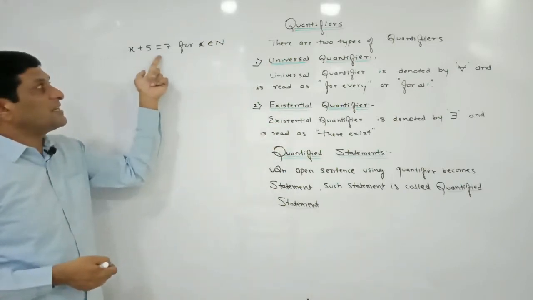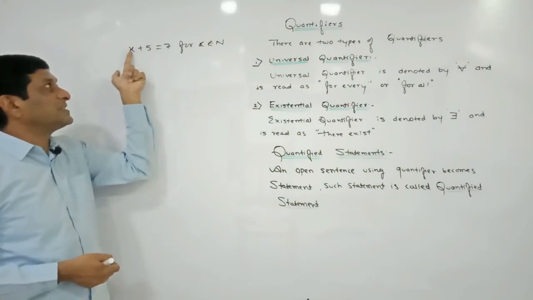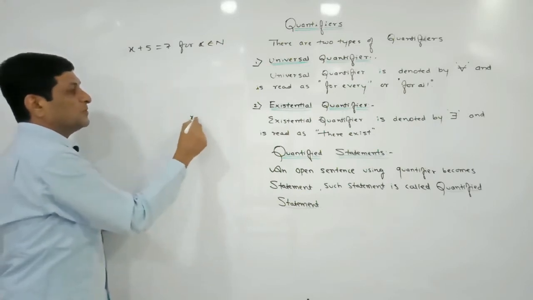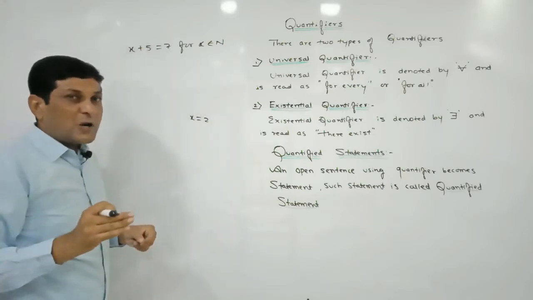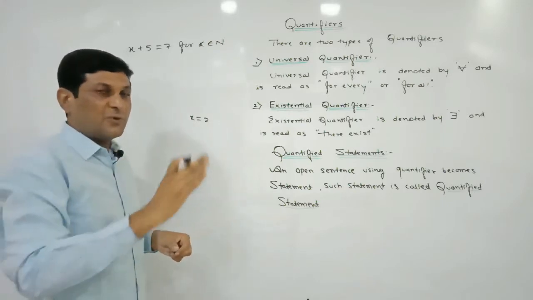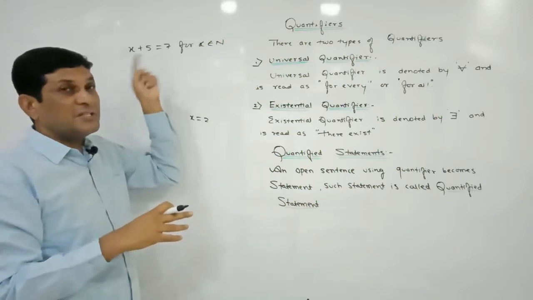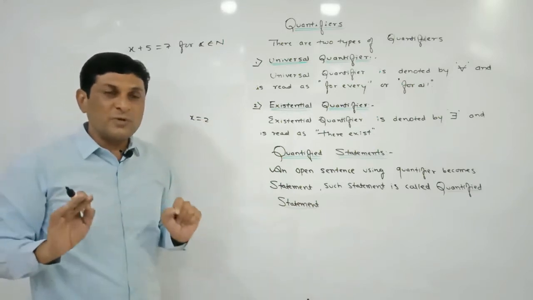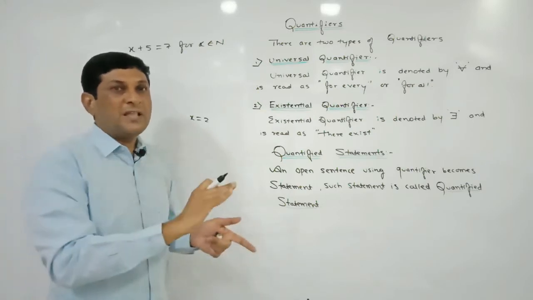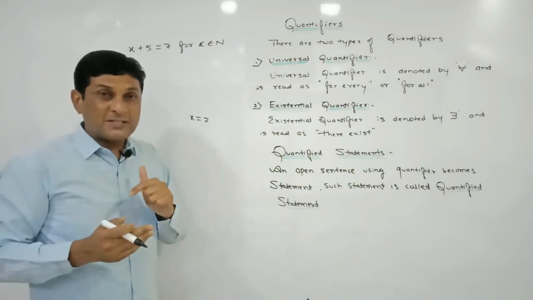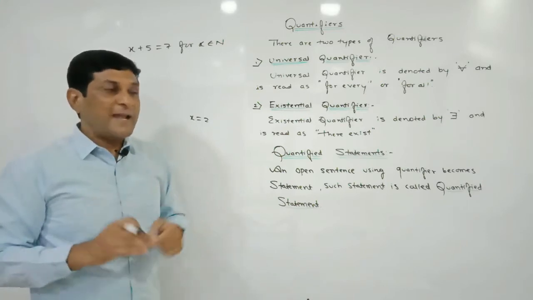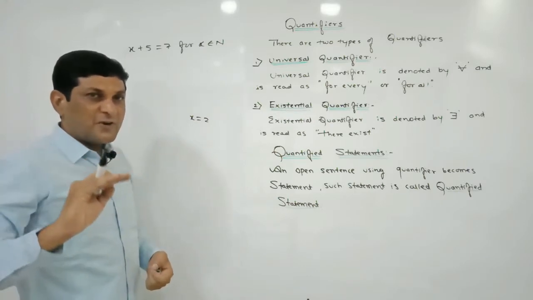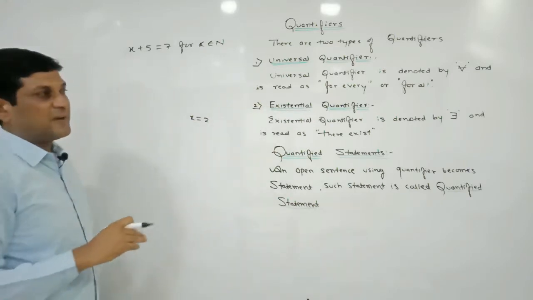Now for which natural number is this condition satisfied? If I substitute x equal to 2, 2 plus 5 is equal to 7, so for x equal to 2 this statement is true. For other natural numbers, say 3, 4, 5, 6, the condition is not satisfied. So for some natural number it is true, and for x other than 2 it is false. The truth values are varying, and in that case it is called an open sentence.